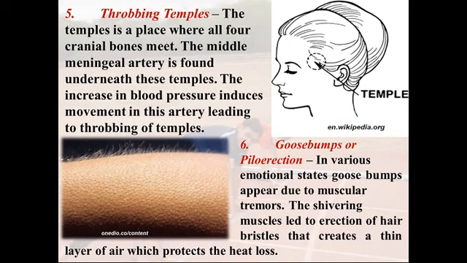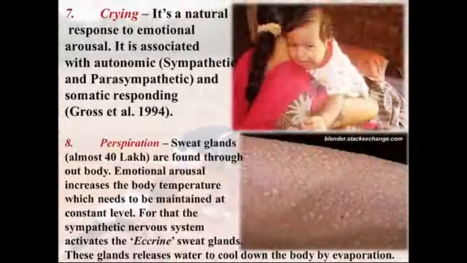Muscles shiver, they start trembling. Due to that, goosebumps appear on the body, and the hair on the body part gets erected. Due to that, they prepare a thin layer of air around that body part, which protects against heat loss. So due to trembling of muscles, to prevent the loss of heat from the body, nature has devised a wonderful mechanism. We call it goosebumps.